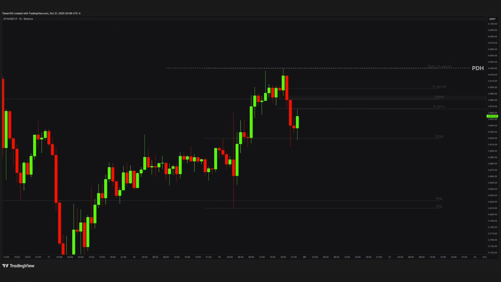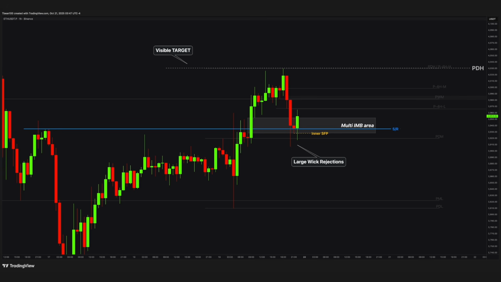Today, let's talk about how to read price action step by step and how to figure out the bias and the trade direction. For example, when I look at this chart, what I see is the PDH, the visible target up above. And down below, when I look at this multi-imbalance area, I also see this SR flip location. When you spot these inner swing failure patterns with big rejection wicks, you can say we have a very tradable area here. So all in all, what is the expectation here?